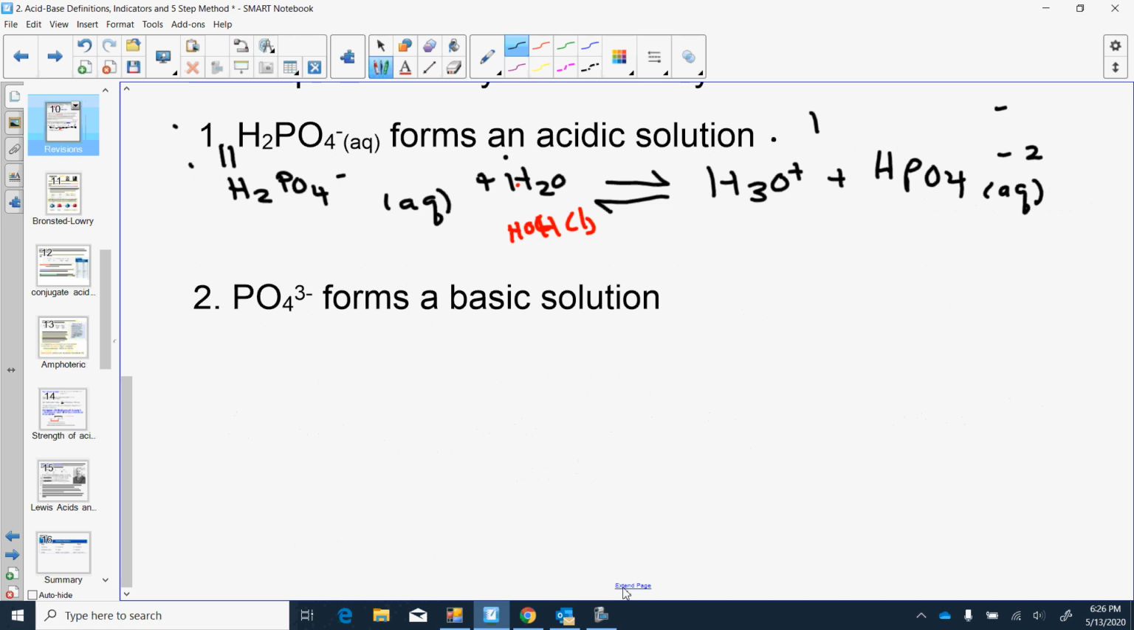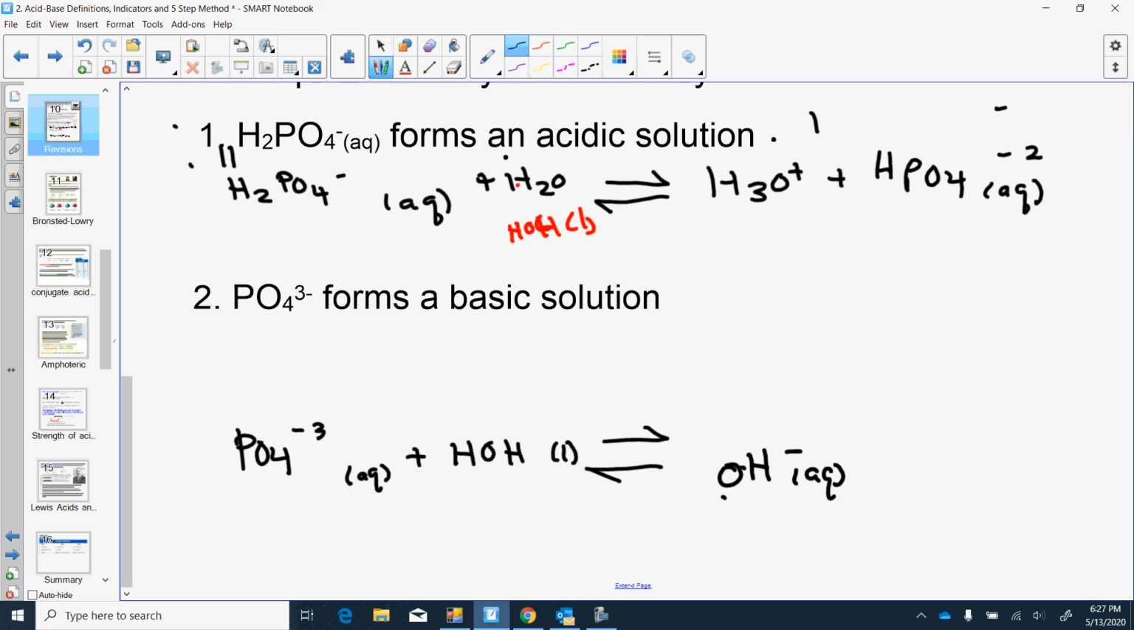Let's try one more before you go. So we have PO4 -3, so it's an anion, right? We're going to add it to water, which is liquid, and we want to make a basic solution. So what ion do we need for a basic solution? We need OH negative. So what's going to happen here to get OH negative? You guessed it, HOH, let's take one of those H's away. And that's what this compound is going to do for us.